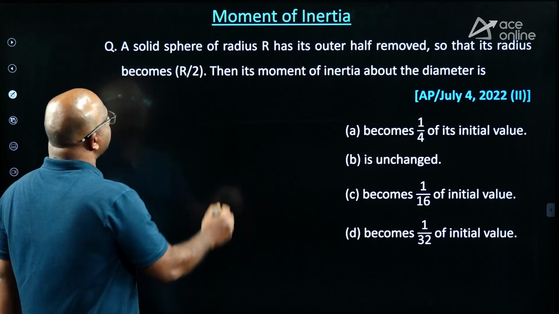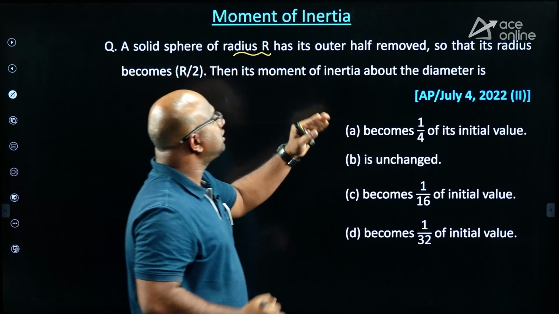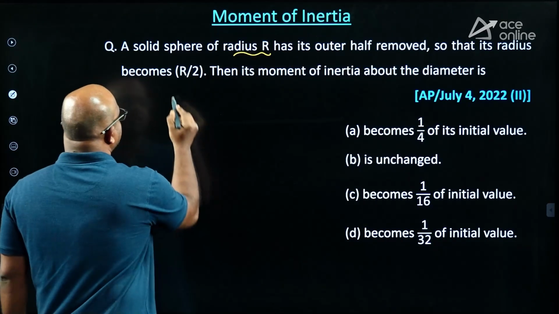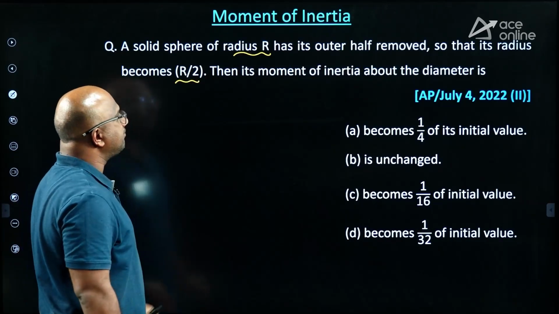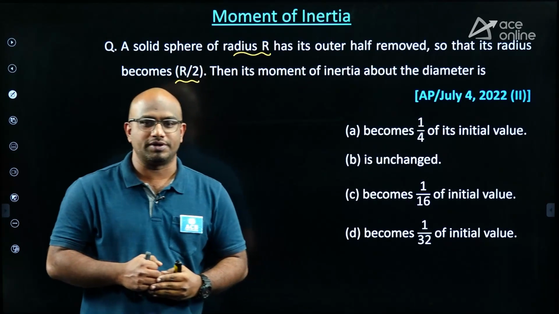A solid sphere of radius r has its outer half removed so that its radius becomes r by 2. Then its moment of inertia about its diameter equals how much?